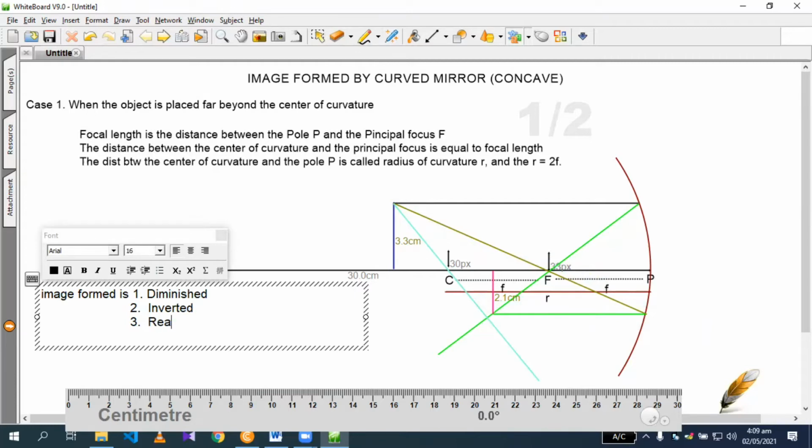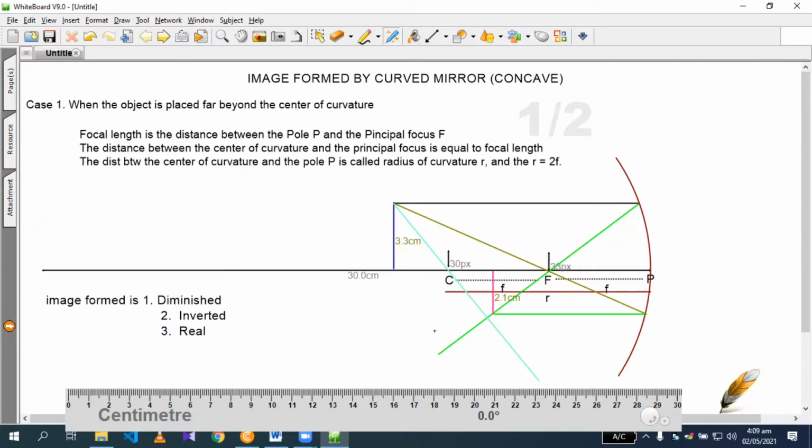Now, the image is real. That's because if you place your screen over here, your image will be formed on your screen. You can see that instead of the image being formed around here or inside the mirror, it is being converged through the focal principal axis. So if you put your screen here, the image will form on your screen. So the image is real.